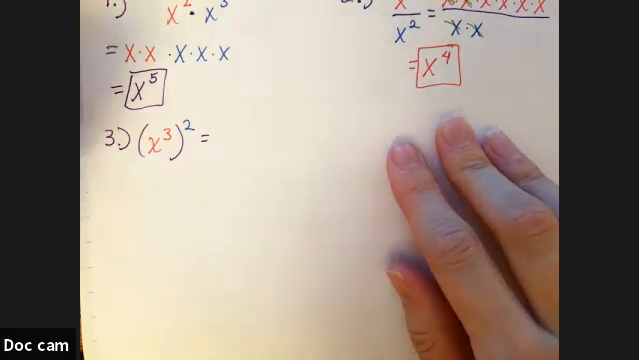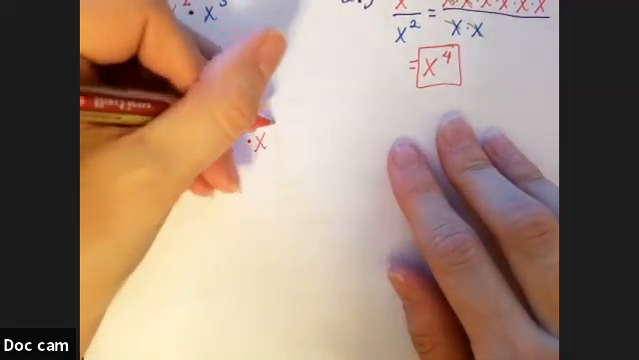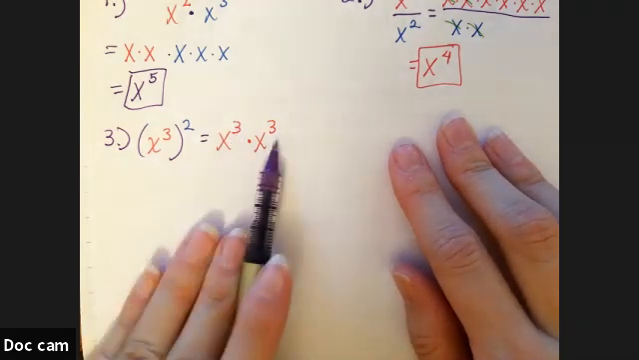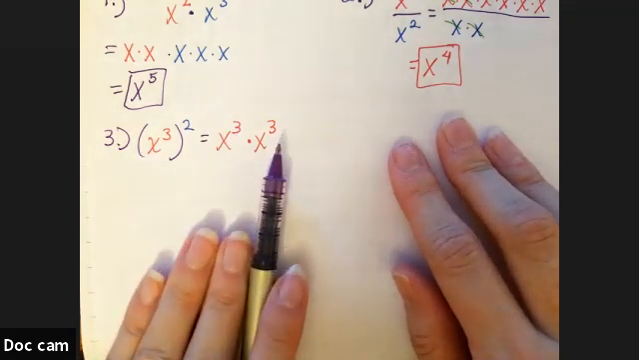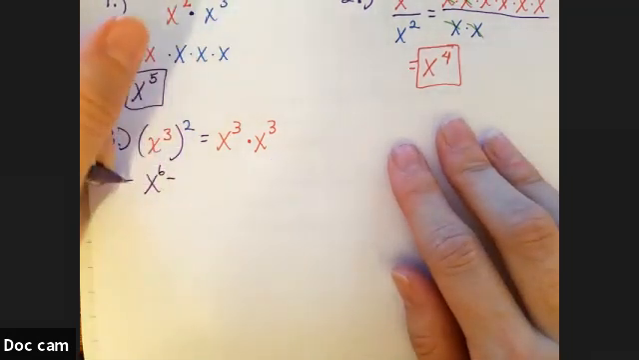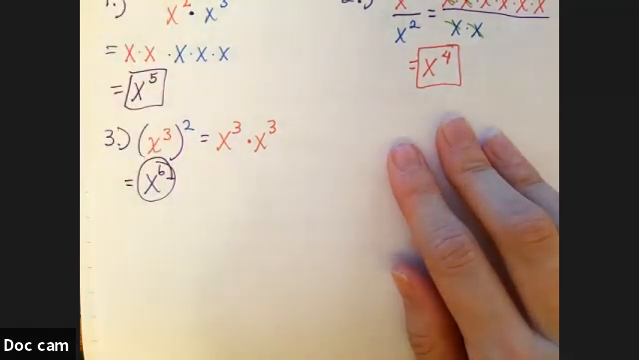So that means the same thing as x to the third times x to the third, right? And then if we use what we already talked about in rule number 1, we know we could just add those exponents. 3 plus 3 is 6. So we could just say that's x to the 6th power.